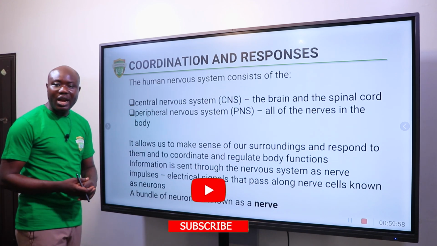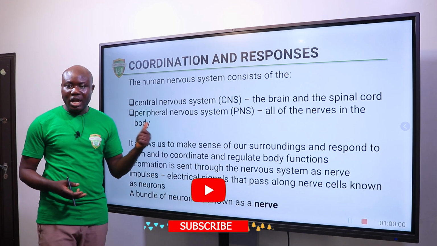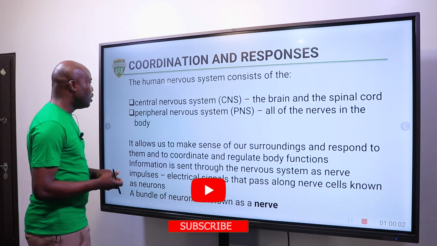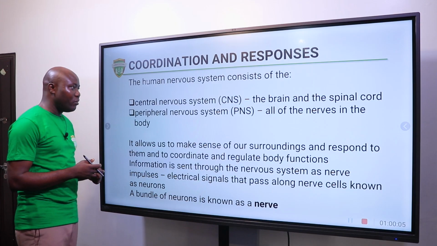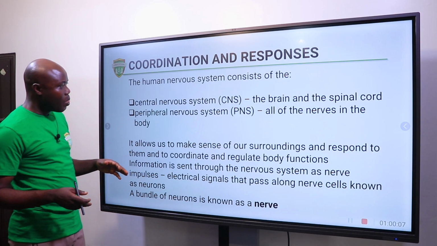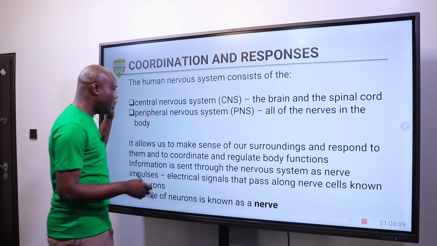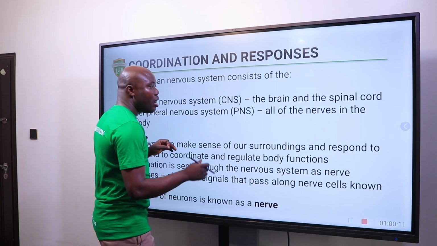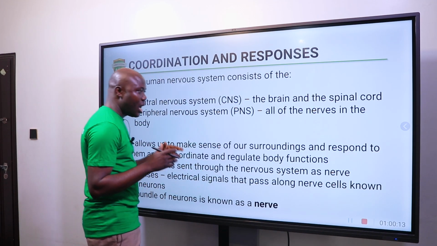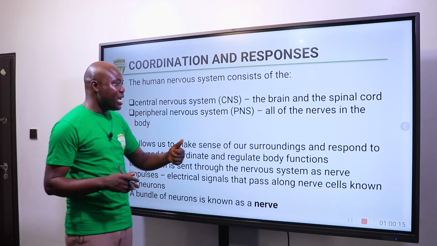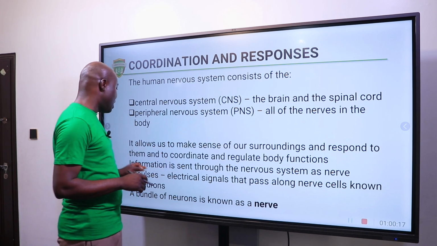So we'll quickly take a look at coordination and responses. The human nervous system consists of the central nervous system and the peripheral nervous system. The CNS, which is the central, consists of the brain and the spinal cord, while the PNS consists of all of the nerves in the body.